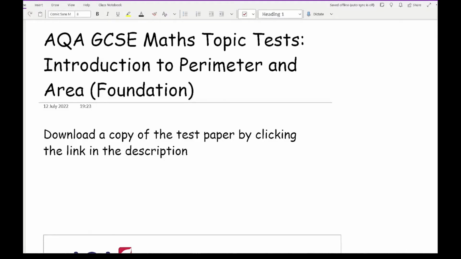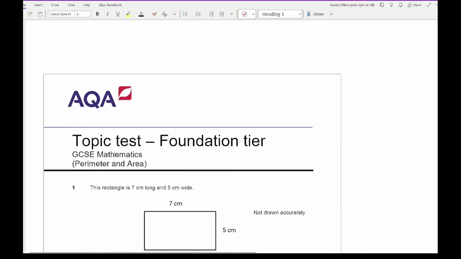Now, before we get started, it's worth mentioning that there is no indication about whether these questions relate to a calculator or a non-calculator paper. So what we'll do is we'll just assume that they are non-calculator. Then obviously, if they turn out to be a calculator paper, then we've got the bonus of using a calculator. So let's get started on question 1.